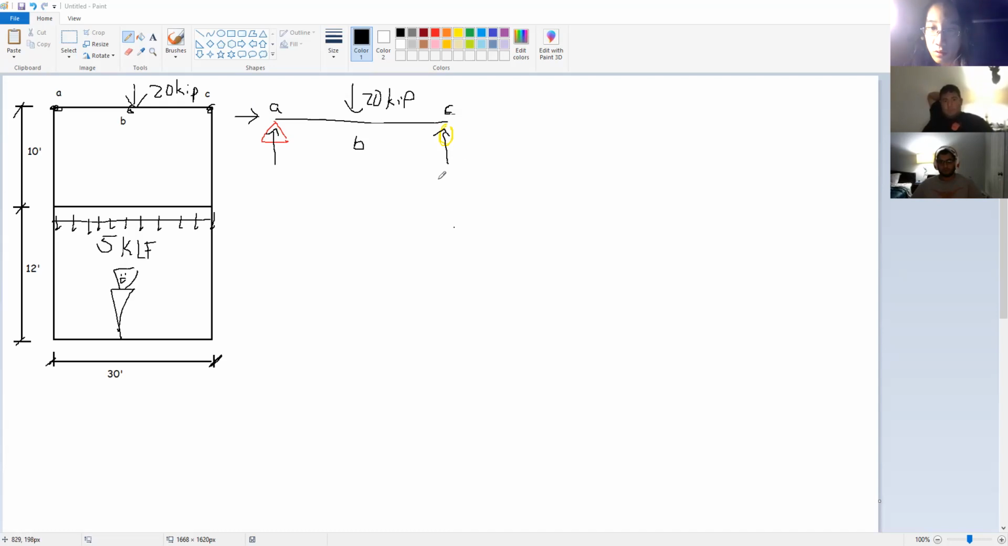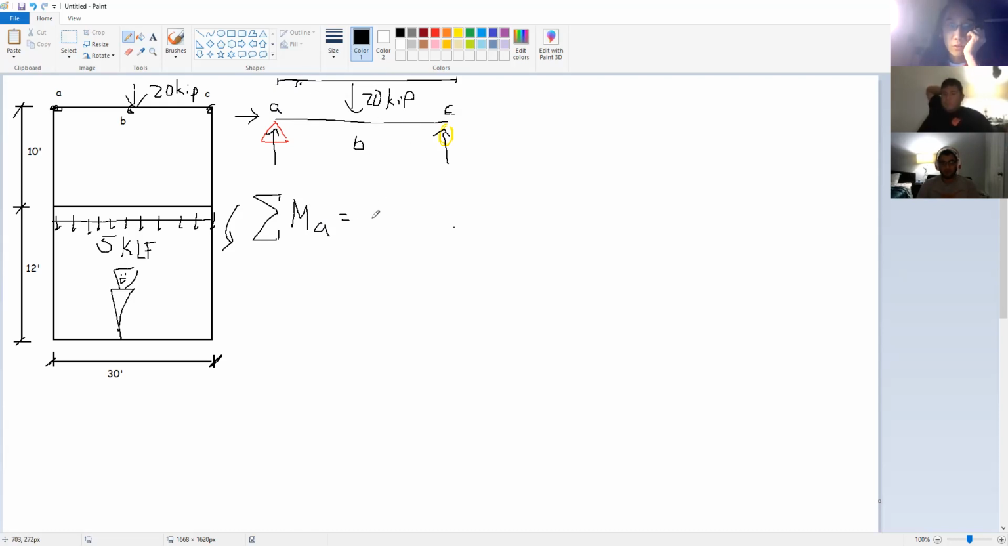So it looks like Clubus doesn't really care about the rest. All right, so this is what Clubus did. We're just going to take the summation of moments at A, because you take out those two forces. All right, that makes sense. At A, these forces don't count. The only thing that matters is the 20 kip and then the RYC.